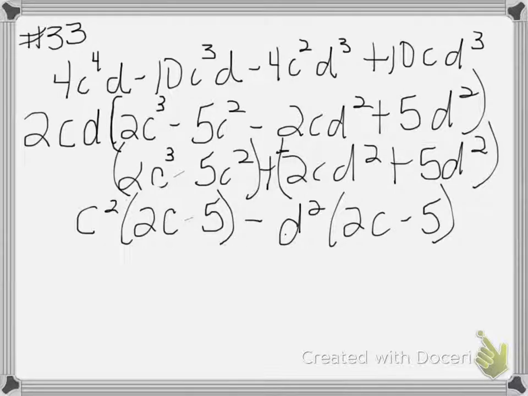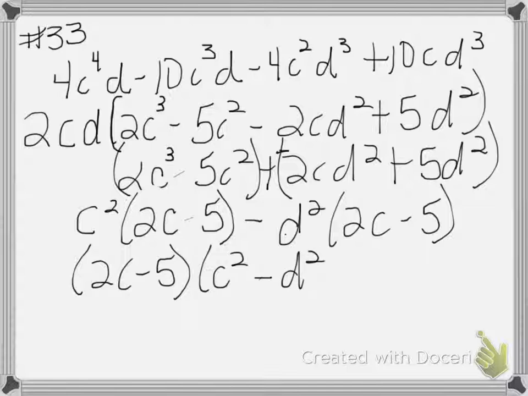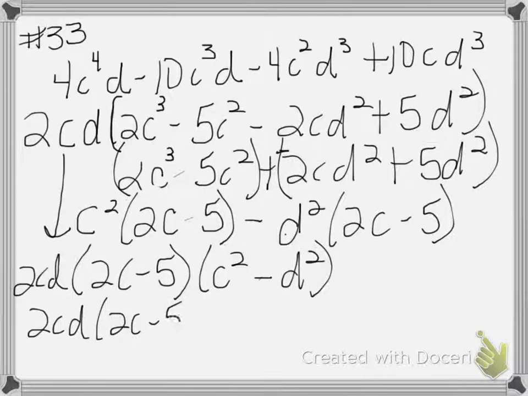Okay. Now I get 2c minus 5 times c squared minus d squared. Now don't forget to bring down the 2cd. And I am almost finished. This is a difference of two perfect squares that factors into c plus d times c minus d.